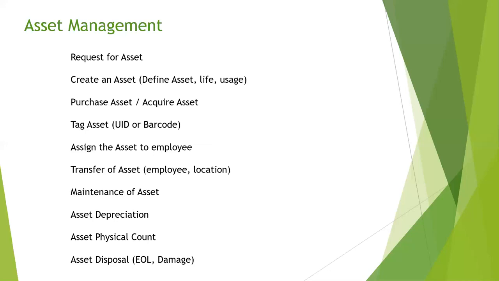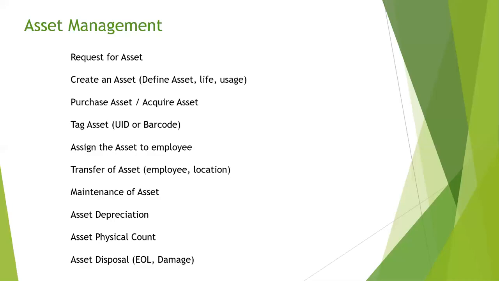Now, for example, John has been shifted, or John has resigned. Then they want to transfer the asset from one employee to another. So they will use this part of the module that is called transfer of asset. They will transfer either by employee or by location.